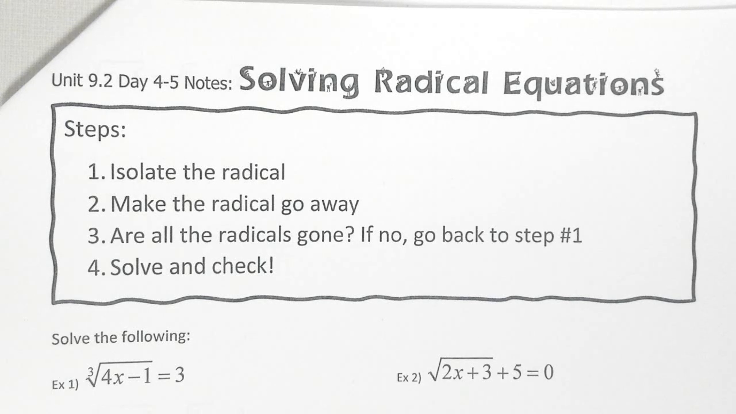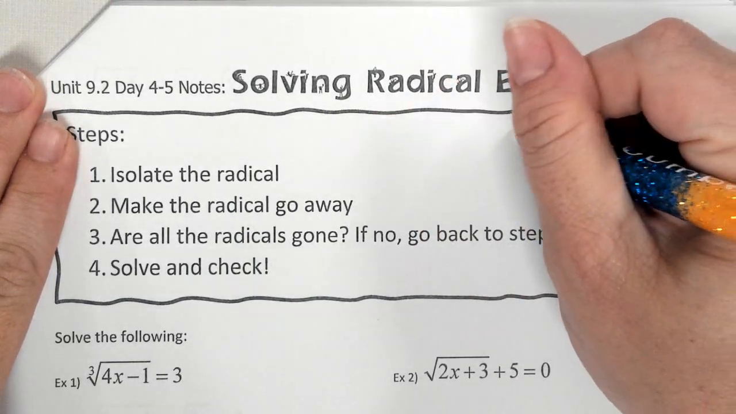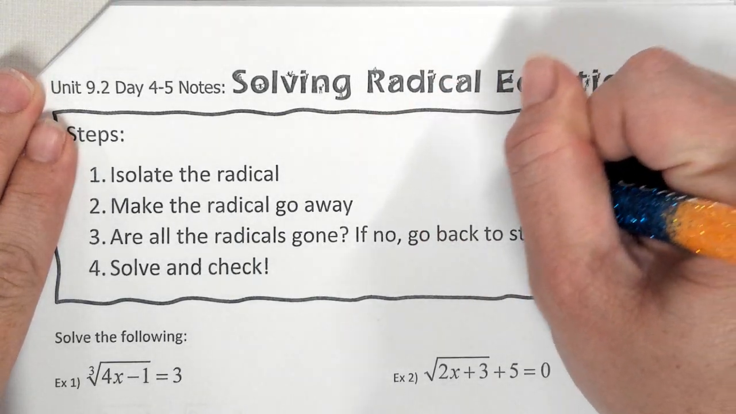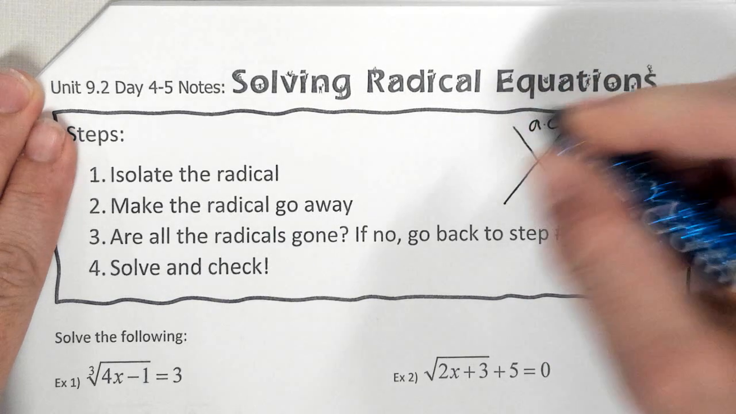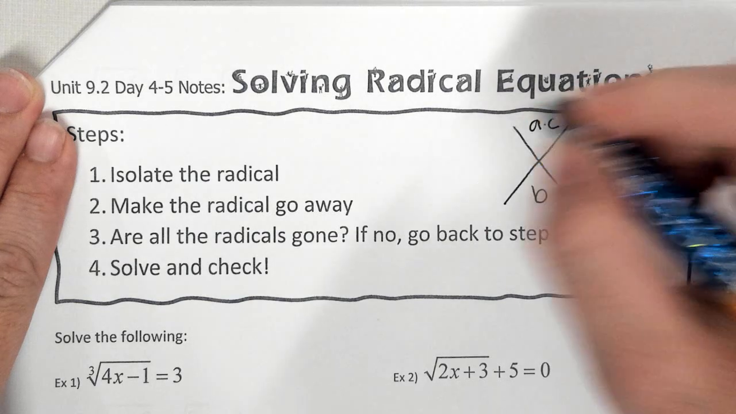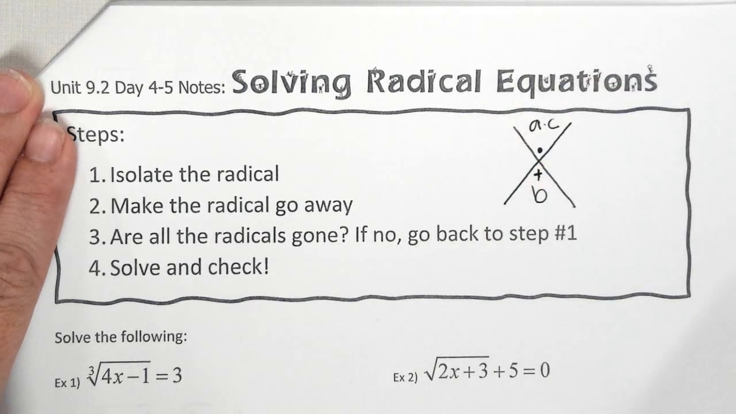Okay, so we are solving radical equations. This is the last notes, and it also has a little bit of factoring. Luckily, it doesn't take it all the way to the box, which is good, but it does have a little bit of factoring. So just a reminder, when you don't have to do the box, that's when A is 1, yes? Yes. So you have A times C on top and B on bottom, and it's what multiplies to give you the top and adds to give you the bottom.